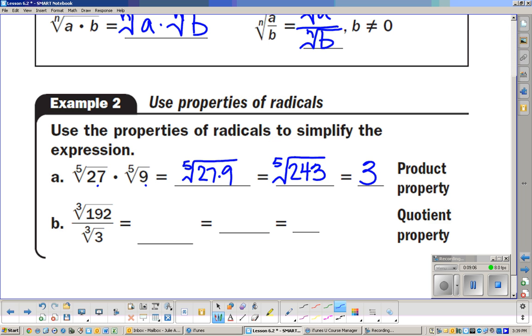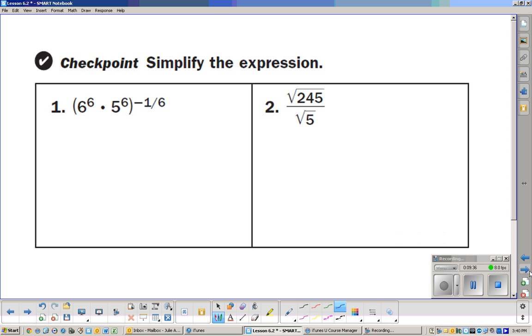In letter B, I have the cubic root of 192 divided by 3. Well, 3 doesn't have a cubic root. So what I'm going to do instead is put those two together under 1 root and have 192 divided by 3. 192 divided by 3 is 64. So if I look for the cubic root of 64, I can either look up on the wall or I can look in my cheat sheet. Either way, the cubic root of 64 is 4. Go ahead and try and simplify both of these expressions. Put me on pause and then come back and find out how I worked it.